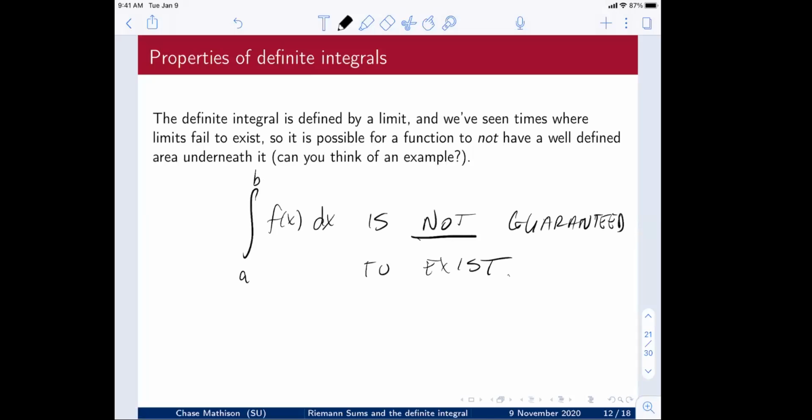Okay. And if we're thinking about the area underneath the curve, can you think of maybe a function where the area underneath the curve might not exist or might be infinite? Who can think of a curve where the area underneath it might be infinite? Let's get those brain juices flowing.